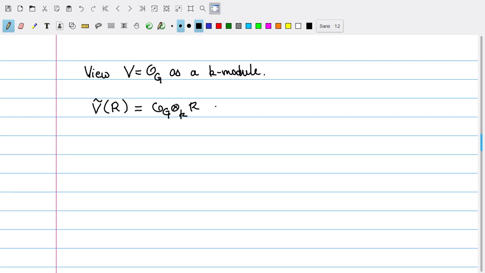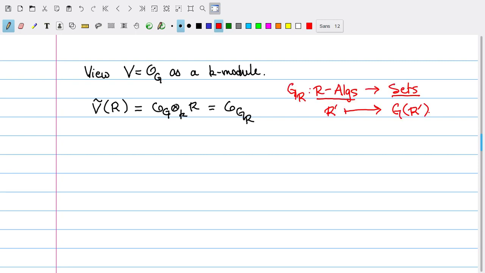Now if I remember extension of scalars, this is exactly the same thing as the coordinate ring of the extension of scalars of G by R, where here, just as a refresher, we remember that the extension of scalars of G by R is the functor from R algebras to sets, which takes an R algebra R prime and sends it to G of R prime, forgetting that R prime is an R algebra and just remembering its K algebra structure.